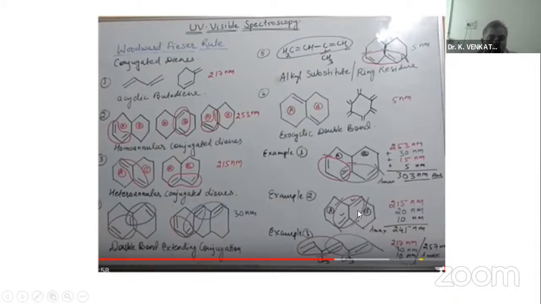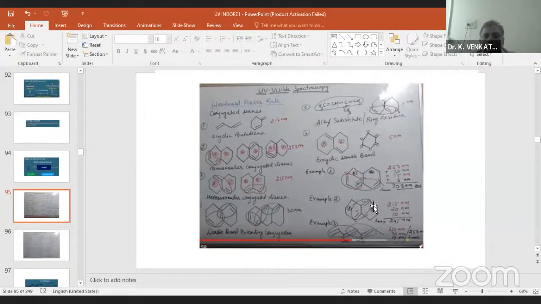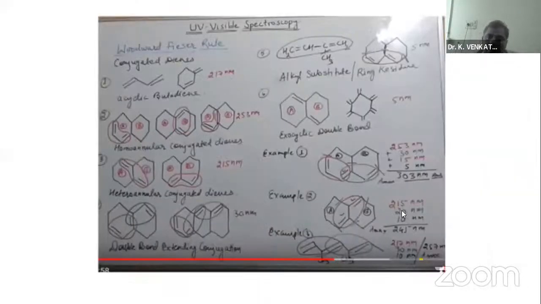Now you can see this example. Is this homoannular or heteroannular? Heteroannular, because both ring A and ring B are involved in the 1,3-butadiene. That's why this is called heteroannular conjugated diene. As I already told, the basic value is 250 nanometers. How many ring residues? This is the starting point, this is the end point. 4 are there.